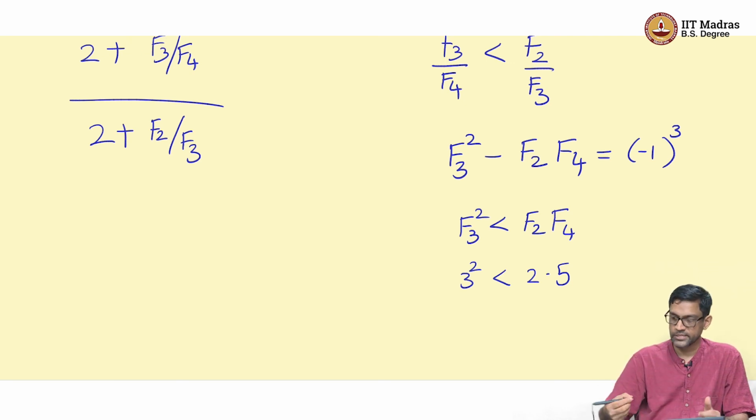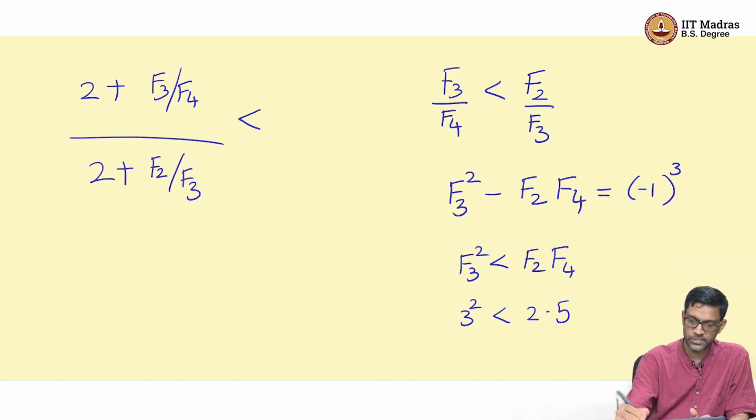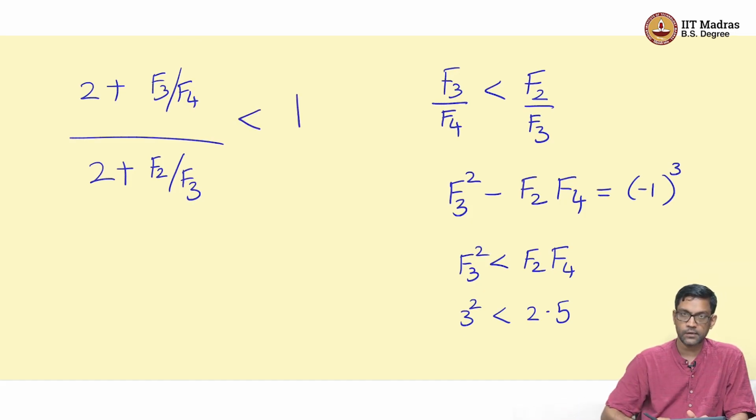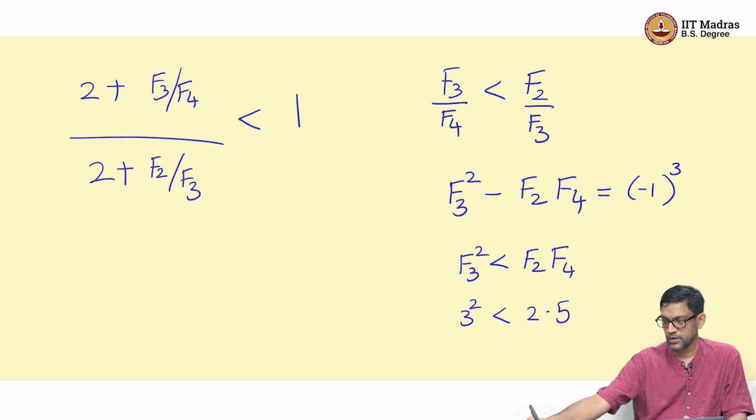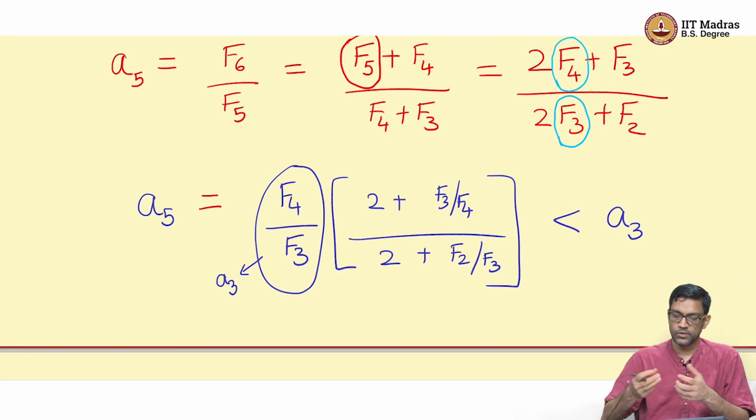So you could do the very same thing with any two successive odd terms. What I am trying to say is that the numerator is smaller than the denominator, so this additional fraction is smaller than 1, and that's basically what we needed to prove. So this is therefore smaller than A3. This is really the proof for the first two terms, that A5 is smaller than A3, but you can adapt this proof and prove in general that A2n plus 1 is smaller than A2n minus 1.